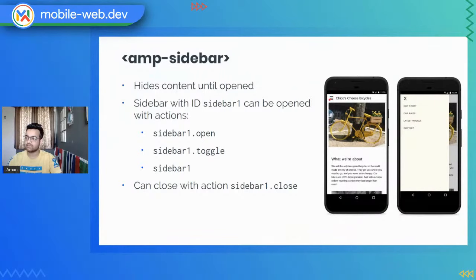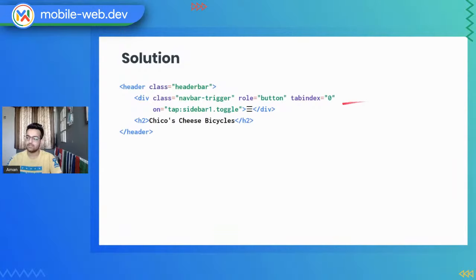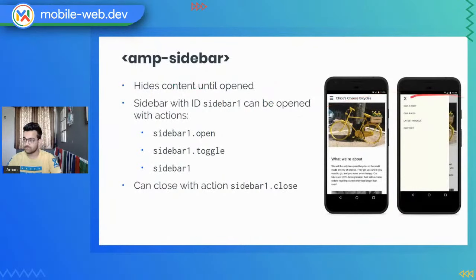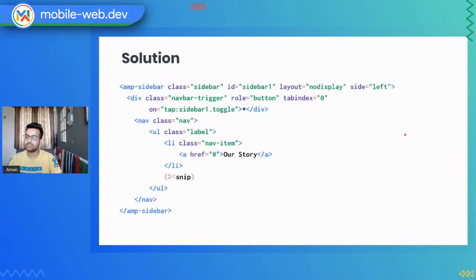So this is the view that this particular code is generating. A 3-line sidebar icon on the left, Chico Cheese Bicycle written on the right, and there is an action event listener that is tap sidebar one dot toggle. Now this is the second part of the story, the AMP sidebar that we have inserted, and it has a close button, which is the representation of this thing.